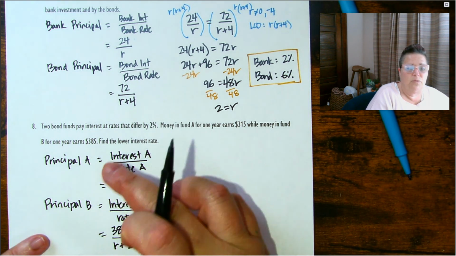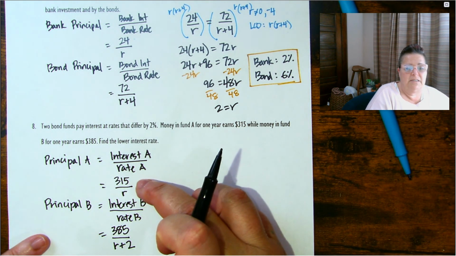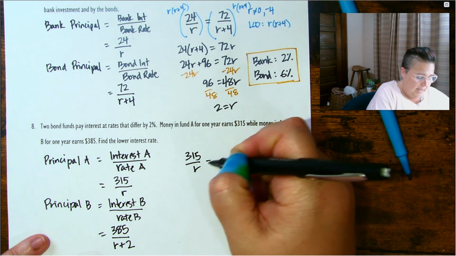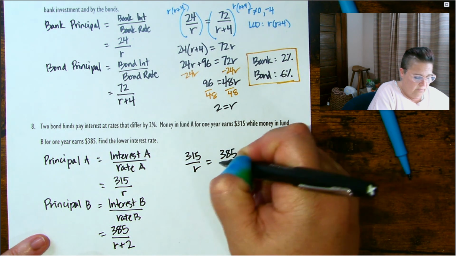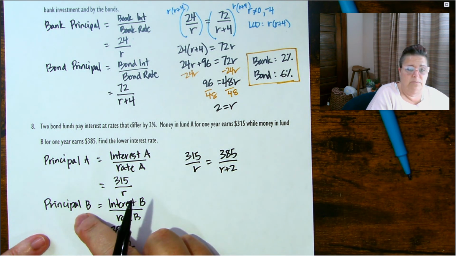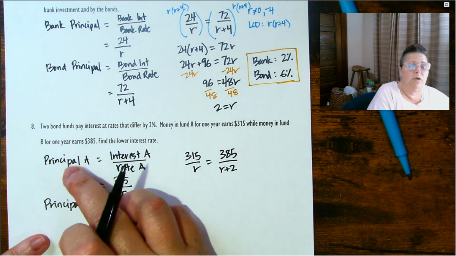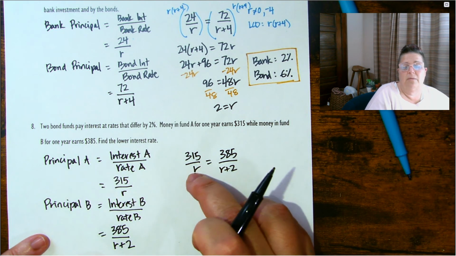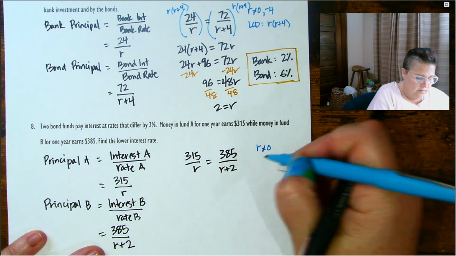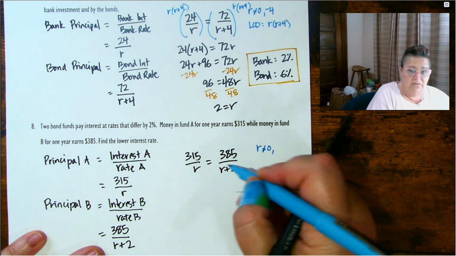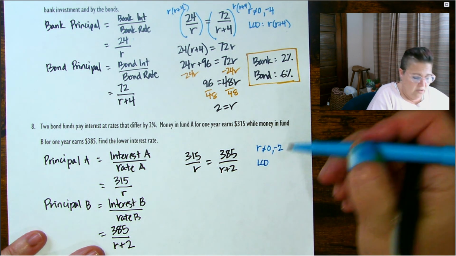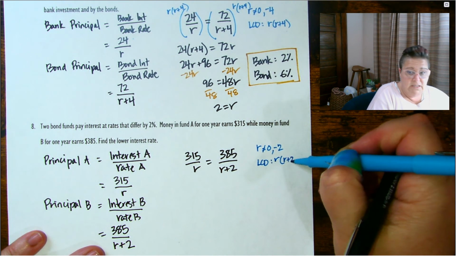We're assuming that the principals are the same. So that means that $315 over R has to be equal to $385 over R plus 2. Since that's how you divide that out to find the principal, and you divide this out to find this principal, and they're supposed to be the same. So that means I can set these up. My restrictions then are that R cannot be 0, and because a negative 2 would zero this one out, R cannot be negative 2. My least common denominator would be R times R plus 2.